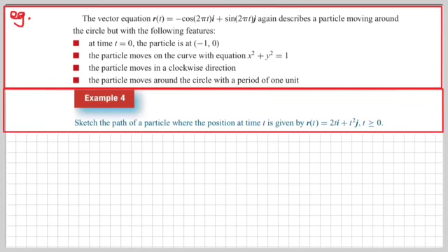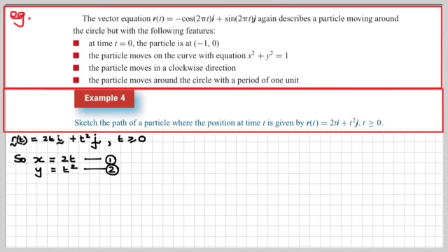Let's get into it. Sketch the path of a particle where the position at time t is given by that equation, that vector parametric equation. T is the parameter, t is time, this is x, that is y. Looks like a quadratic to me. Let's go for it and see whether we can prove that it is. Okay, here we go. We've just got to sketch the path.